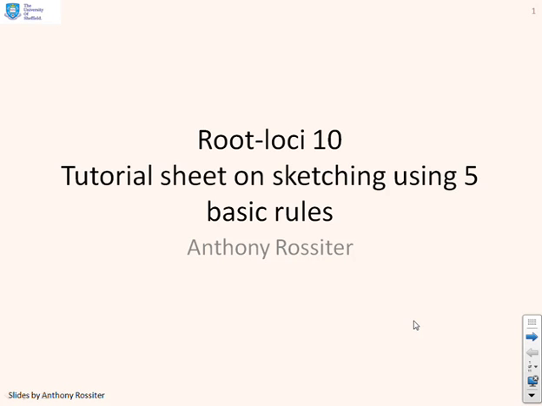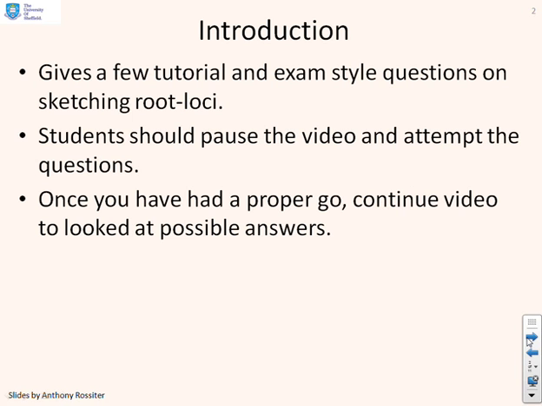This video comprises a tutorial sheet on sketching of root loci. So the idea is that these are questions so that students can try out their own understanding. In order for them to do that, students need to pause the video after they've read the questions and attempt the questions themselves. Only look at the answers provided here once you've had a proper attempt.